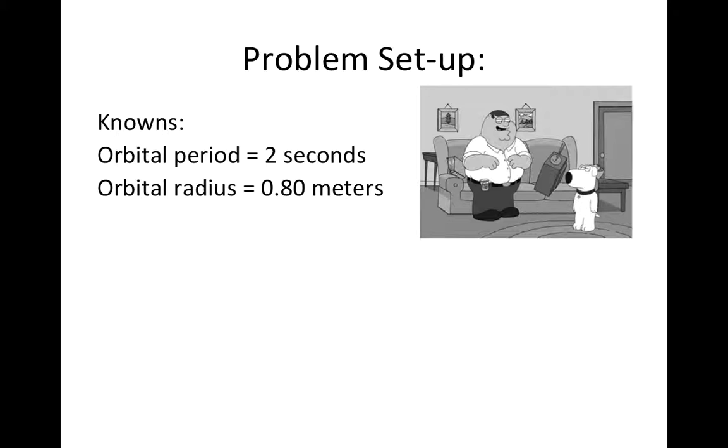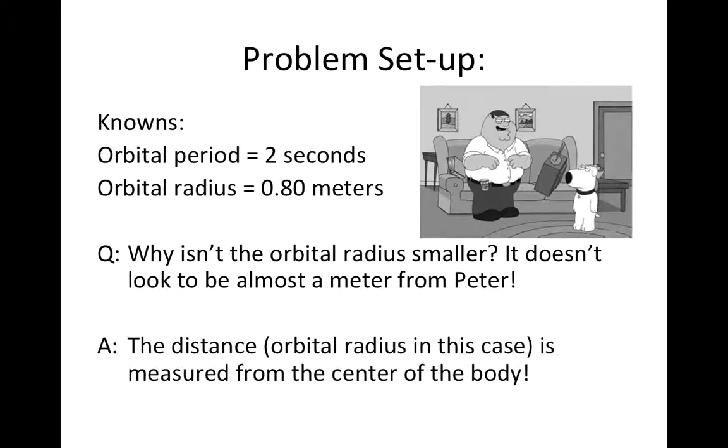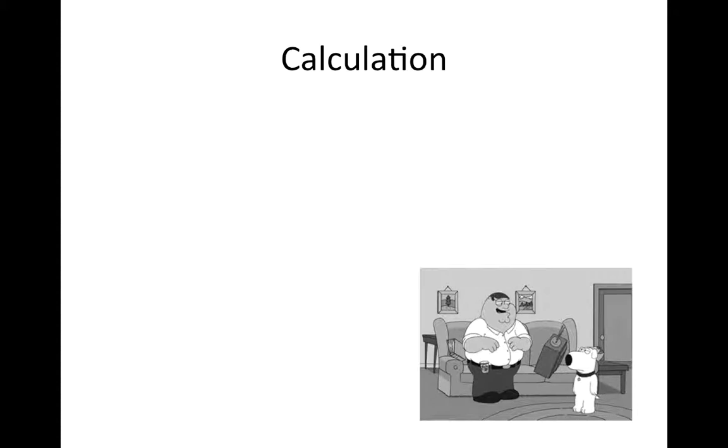And so what we're curious about here is that it doesn't really look like they're almost a meter away from him, so why am I calling it 0.8 meters? Well, the answer is maybe a little confusing and not necessarily intuitive, but when we measure orbital radius, we actually measure from the center of the body, what these objects are rotating around. So the center of Peter is approximately 0.8 meters from each of these objects that's orbiting him.